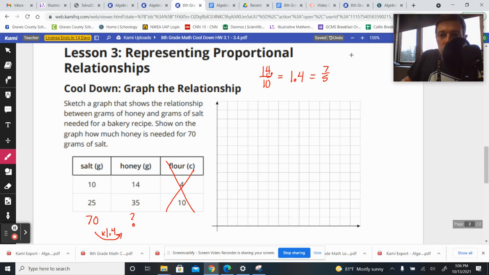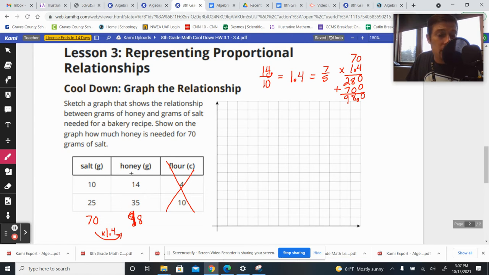So I'm going to do 70 times 1.4 and multiply it out. 0, 28, 0 placeholder, 0 and 7. Add them together. 8, 9. Move my decimal over. 98. So I'm going to need 98 grams of honey with my 70 grams of salt.